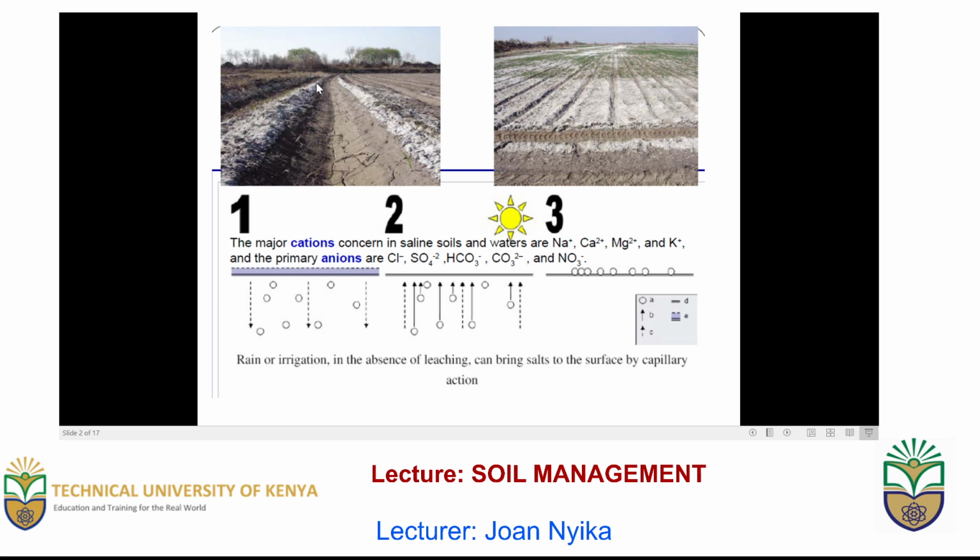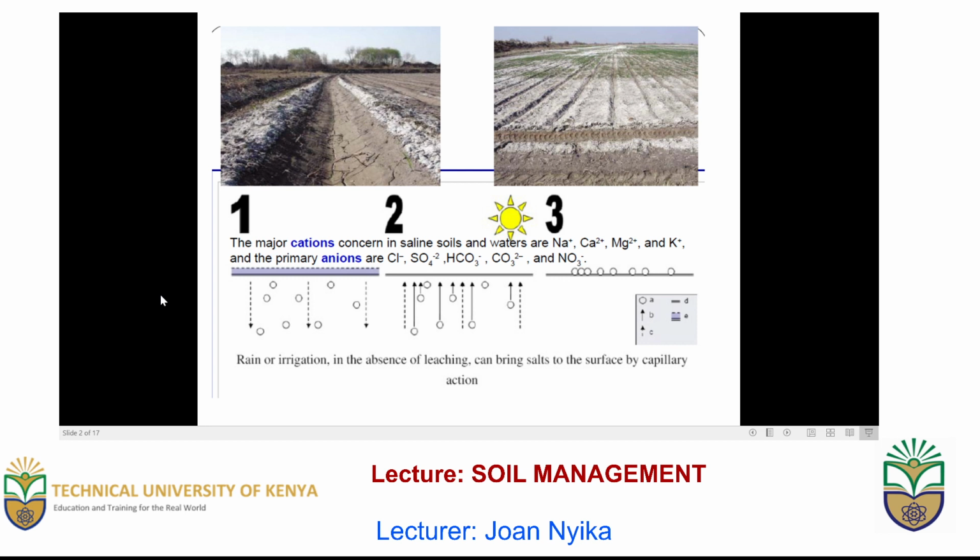So let us go back to the reality we know is that saline soils usually look like this. They have got a white top cover, or what we call the whole horizon is covered by a white substance. This is what we refer to as the salt. And the salt is usually as a result of various cations and anions. Some of the cations include sodium, calcium, magnesium, and potassium, while some of the anions that result to salinization include chloride ions, sulfate ions, bicarbonate ions, carbonate ions, and nitrates.